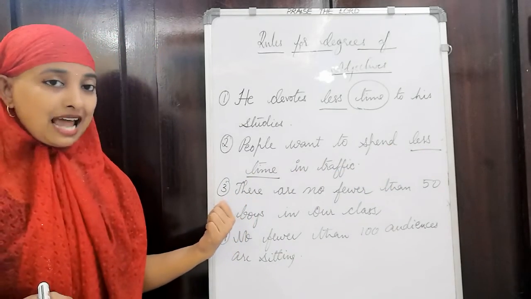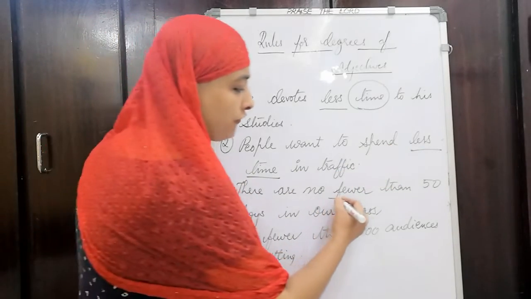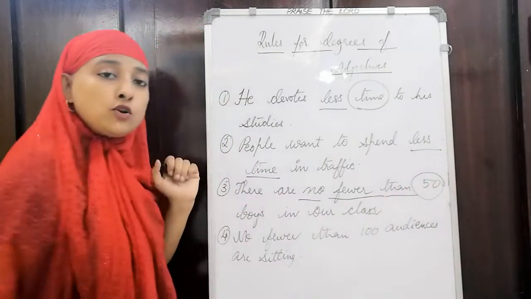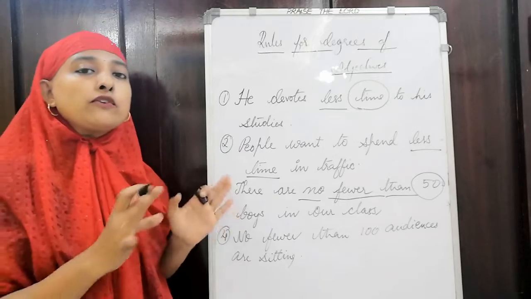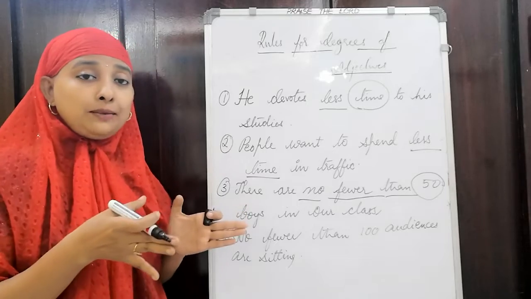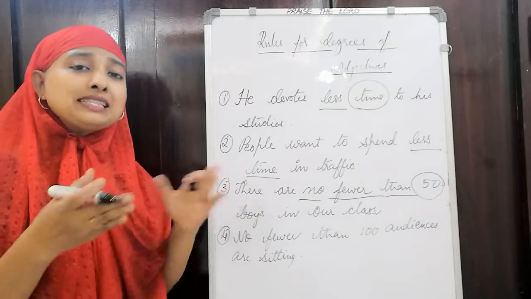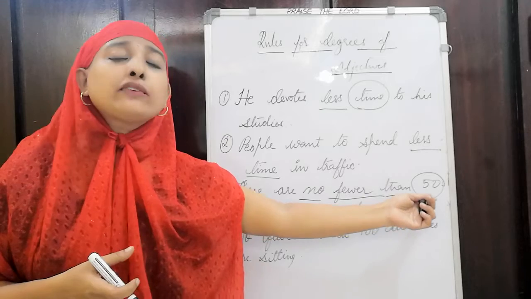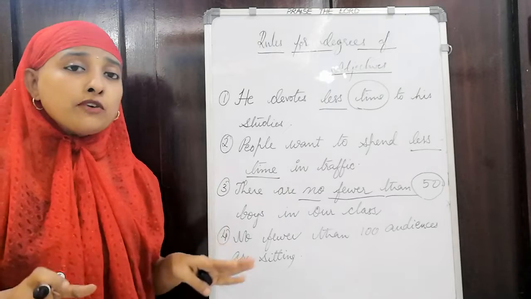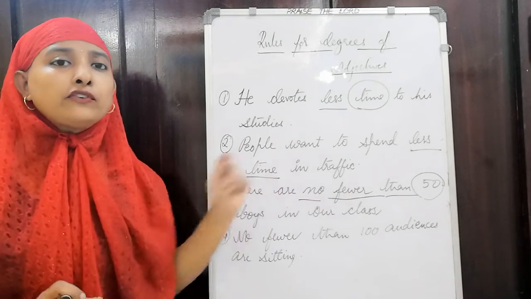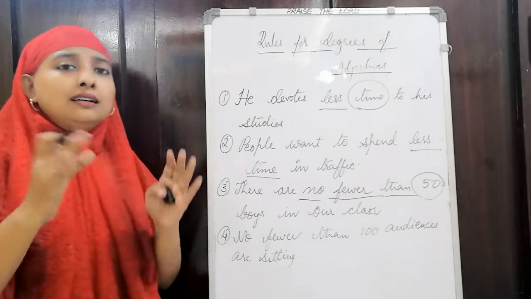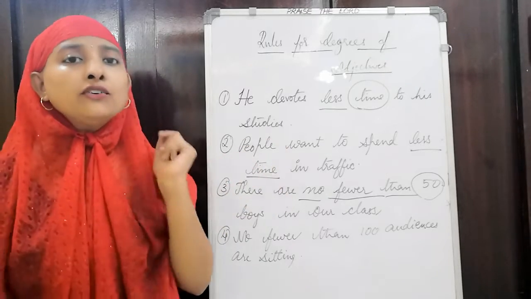Now if you look at this example, there are no fewer than 50 students or 50 boys in the class. Here the number is given. When we are counting the number of boys, it is 50. So no fewer than 50 means there are as many as 50 boys in the class. That means we are saying the number of boys is not lesser than 50. Okay, no fewer than 50. That means the number is almost nearing 50, we can say.